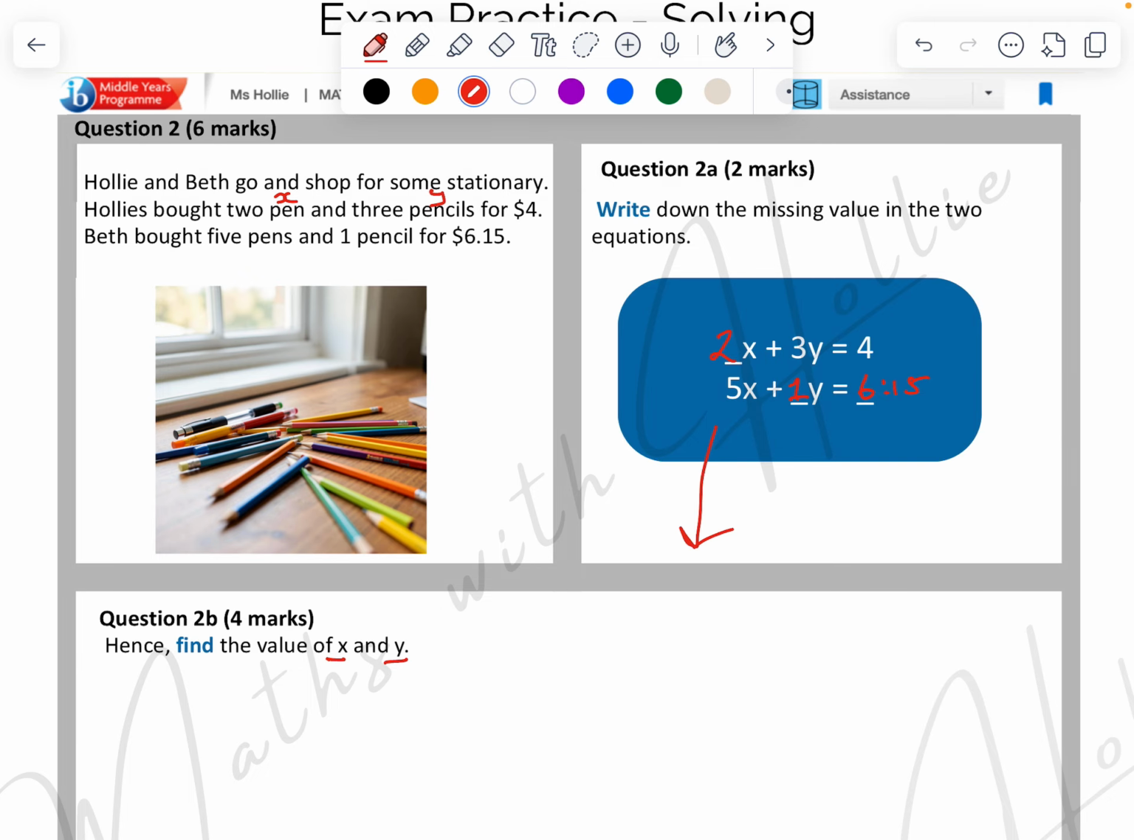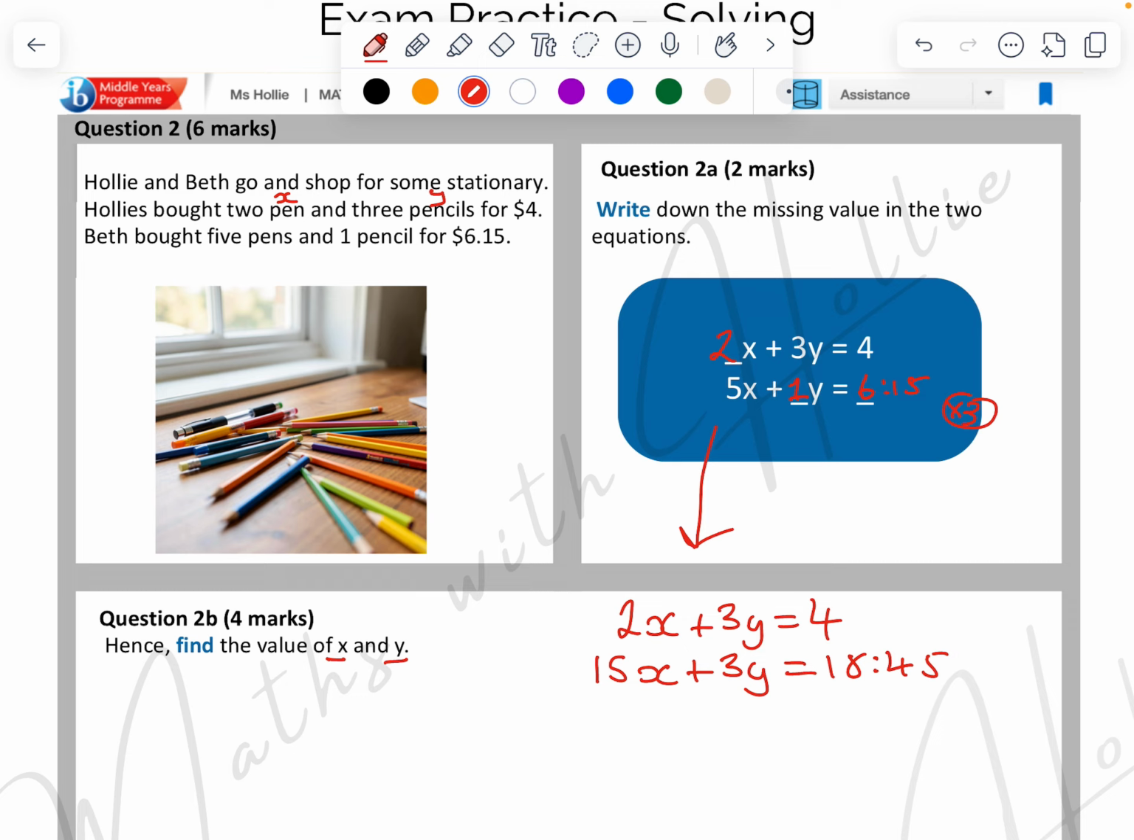So in this question, what am I going to make the same? Let's make the y's the same. So I'm going to multiply the bottom equation by 3. The top stays the same, so 2x plus 3y equals 4. And the bottom is going to become 15x plus 3y equals 18.45.